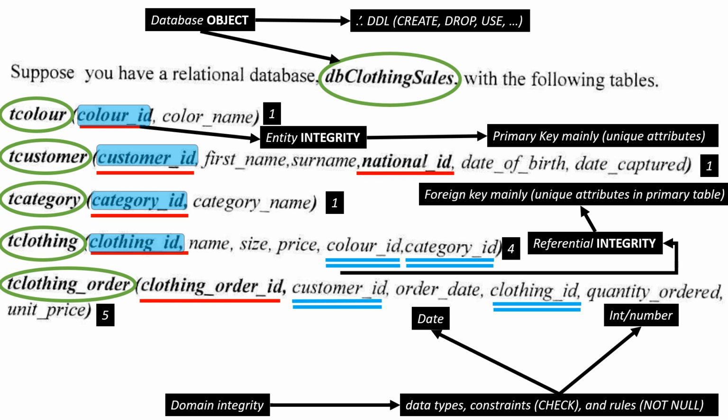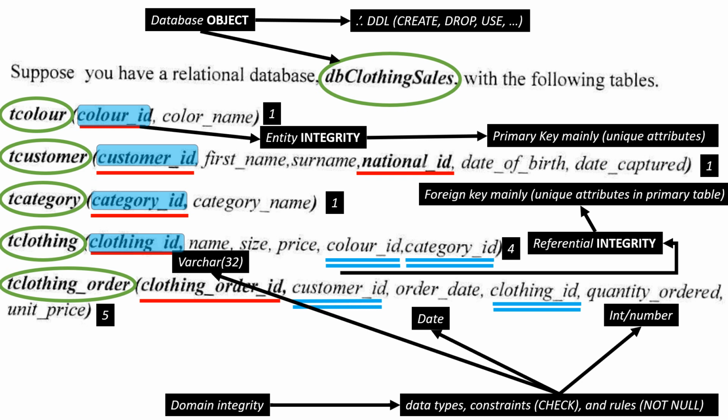Then for order date, I will make sure that I receive a date. For T clothing name, I will choose a variable character. So this is enforcing domain integrity. We've talked about referential integrity. We've talked about entity integrity.